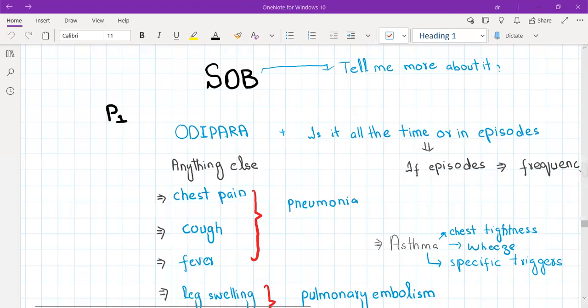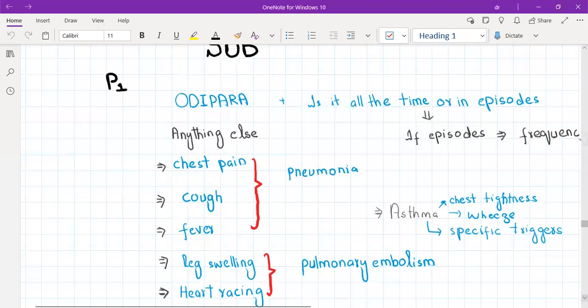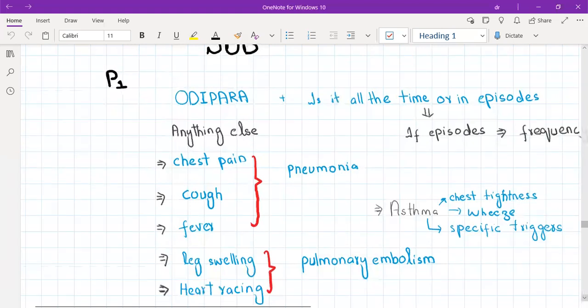So I want you to remember these 5 symptoms on your fingertips, and they are chest pain, cough, fever, leg swelling, and heart racing. So chest pain, cough, fever, leg swelling, and heart racing. I want you to remember these 5 symptoms. And whenever a patient presents with shortness of breath, you need to ask all these 5.